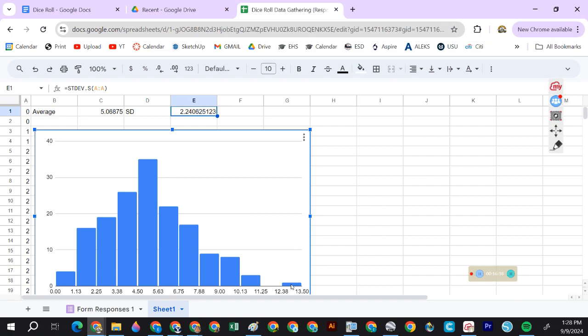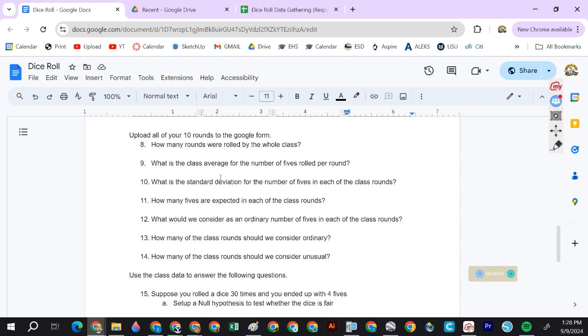So our standard deviation is 2.24. That's pretty high, but that's just what happened. Why is the standard deviation so high? Well, because of this. We had one count in the 12.3. I like how it didn't make nice even boxes, right? Okay. So, how many 5s are expected in each round? 5. What would we consider an ordinary number? So that would be 5.